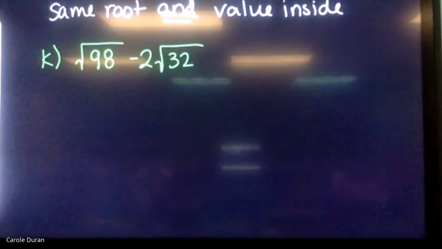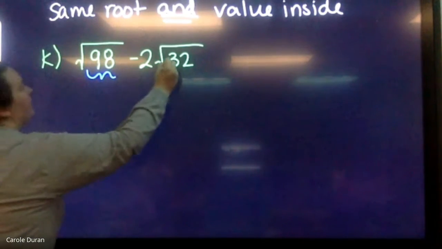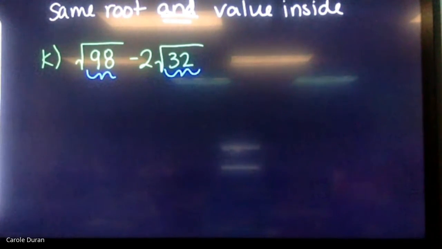Okay, so I have the square root of 98, and I have 2 times the square root of 32. Are my roots the same? Yes, they're both square roots, so that part is a check. Is what's inside the square root the same? No. Here I have a 98, here I have a 32, which means I can't put those together. So I need to see if I can break the 98 and the 32 down so that what's left under the radical is the same, and then I can combine like terms.